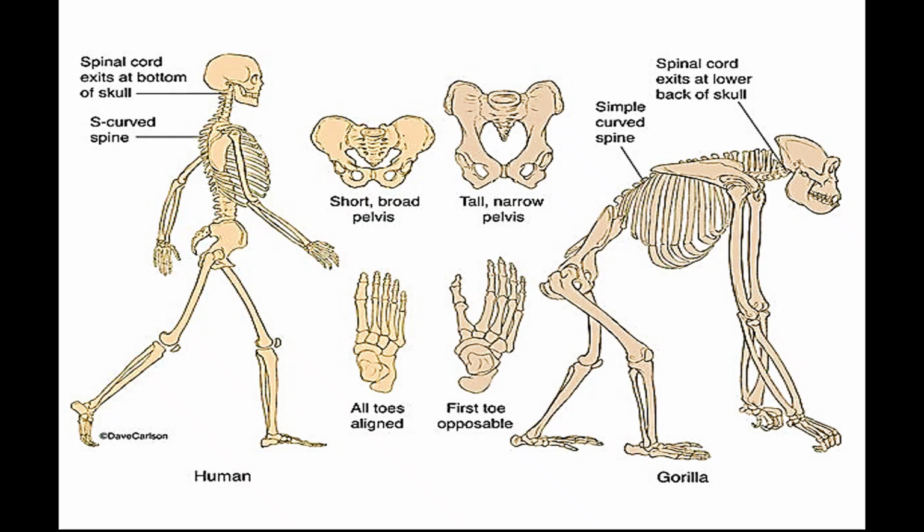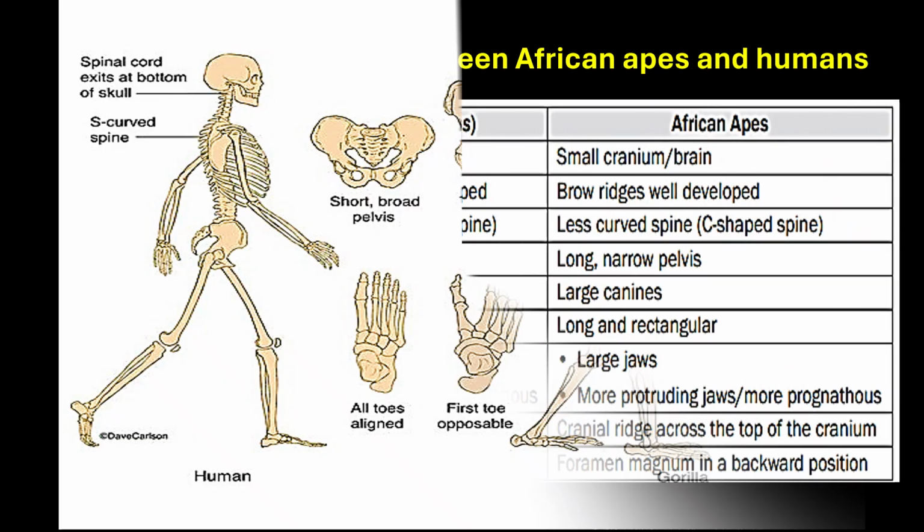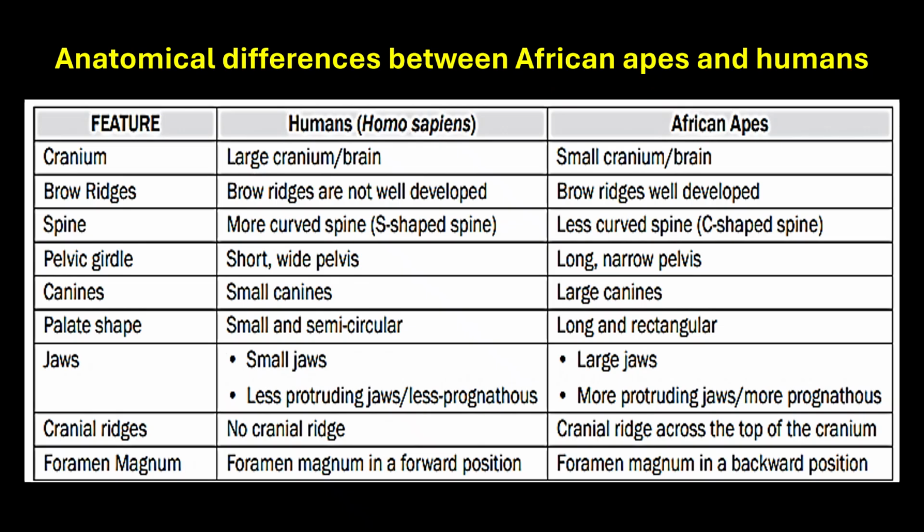On your screen, we have humans and apes. You can tell a human skeleton from that of an ape or a gorilla or a chimpanzee, and you should be able to analyze every single part of it and notice the difference. So here is a table explaining the differences between African apes and humans. We have the feature, or the phenotype, or the characteristic, or the trait.